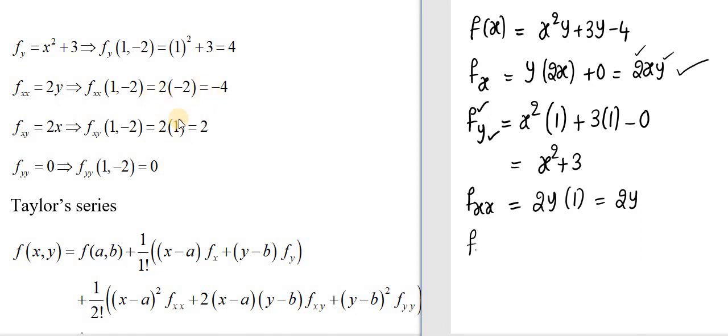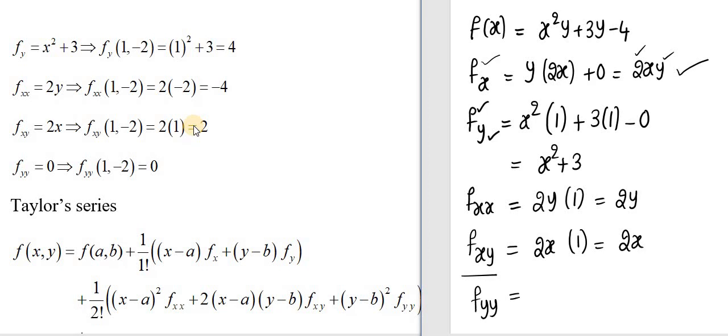Next, we are going to find out fxy. This partial derivative we are going to get by differentiating fx with respect to y. With respect to y means x is constant. So 2x is constant. For y, the differentiation is 1. Finally, the value of fxy is 2x. Now we find out the value of fxy at 1 comma minus 2. So 2 into x value is 1. We are going to write 1 here. 2 1s are 2.